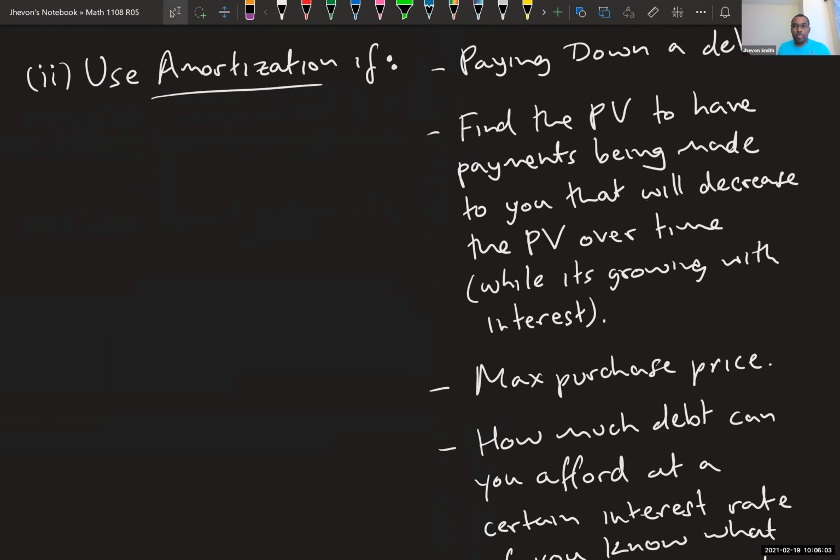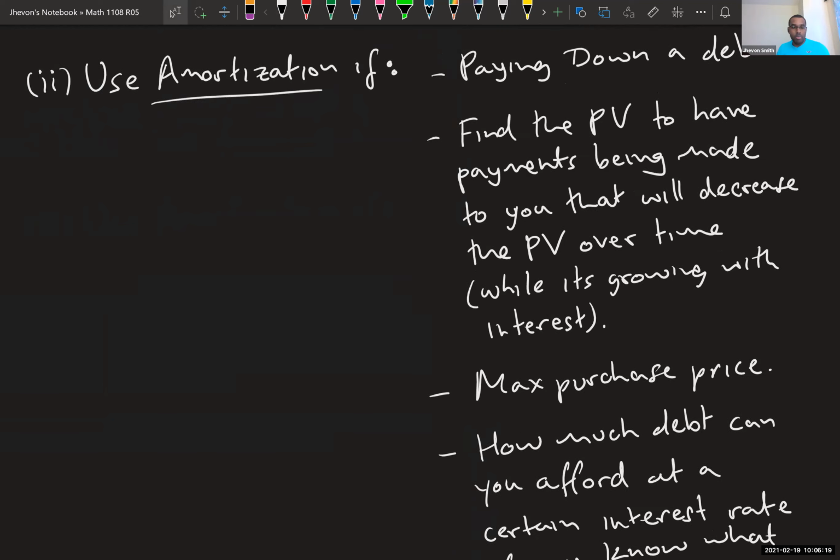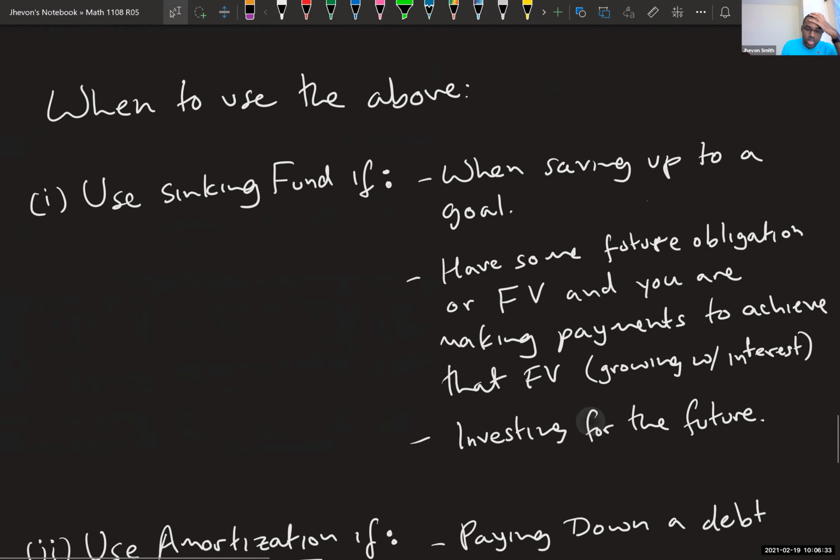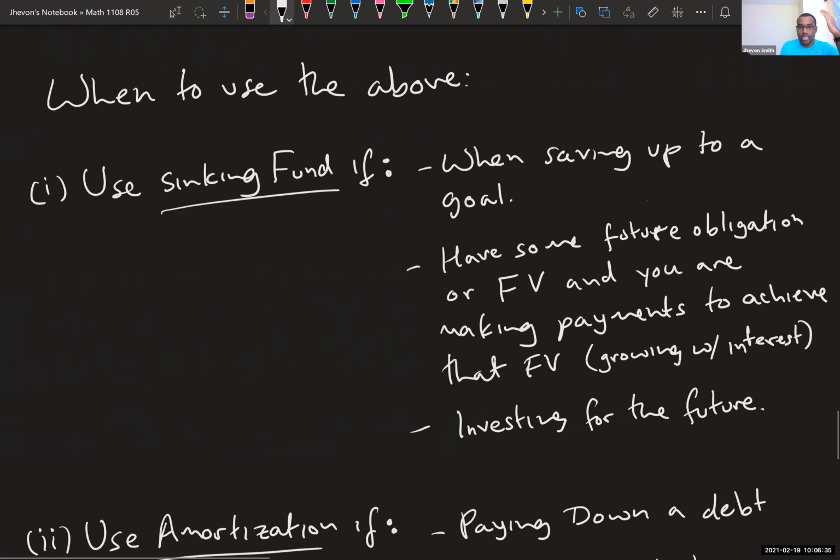So amortization is all about paying down something, paying down debt. So there is a value of money that's growing with interest, but the goal is to whittle it down, right? So they give you a car loan, and your goal is to make payments to make it smaller, right? As opposed to a sinking fund where you're putting payments into an account to make it bigger because you want to achieve some goal. So you want to make something bigger, increase the value over time. It's a sinking fund. You want to decrease the value over time. It's an amortization, right? So that's how you would kind of know.